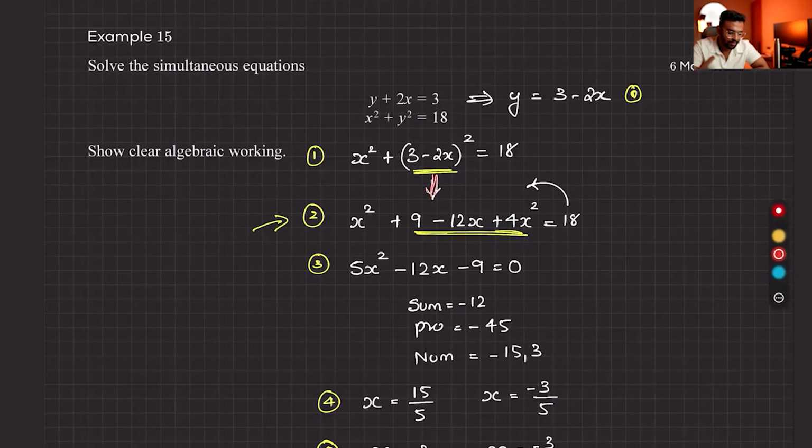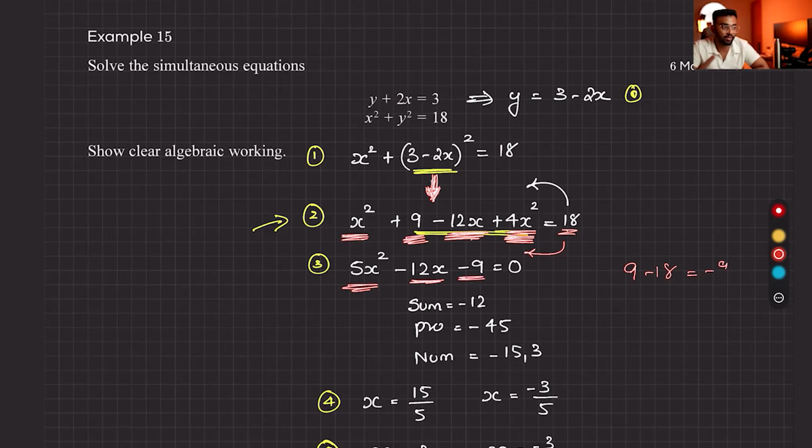Here is just an expansion, Harshal. Expansion only. And here is simplification. We are simplifying it. You see that 4x squared and x squared, I'm adding it. 12x, there's no x term, so that's there. And I took that minus 18 to the other side, but I already had a positive 9 here. So 9 minus 18 is minus 9. That's this minus 9. And on one side, it's 0.